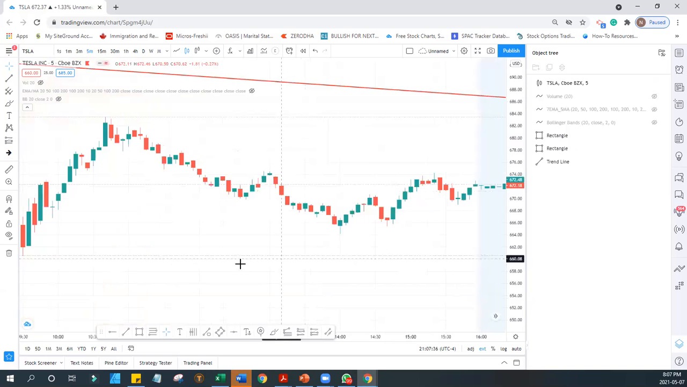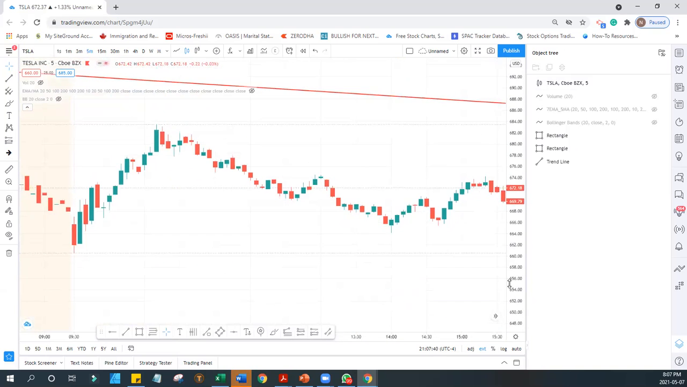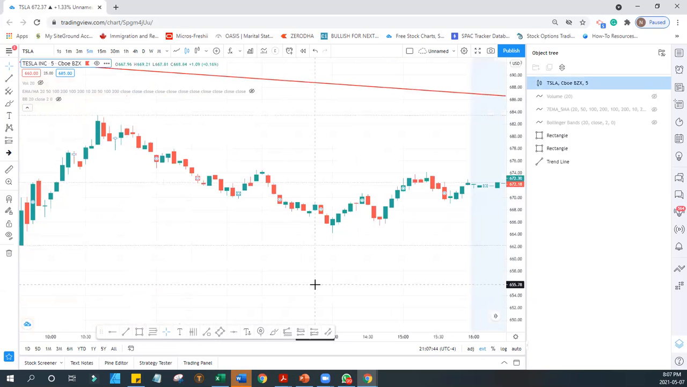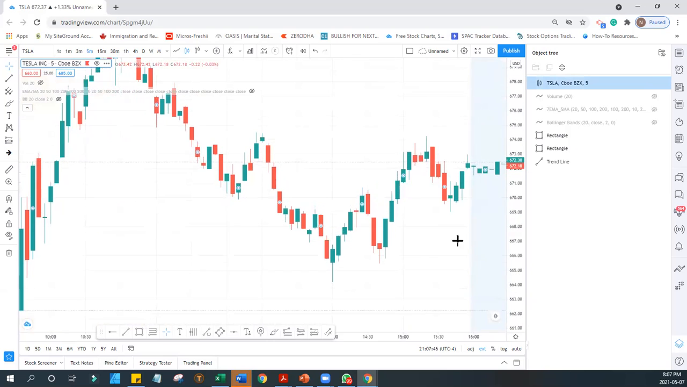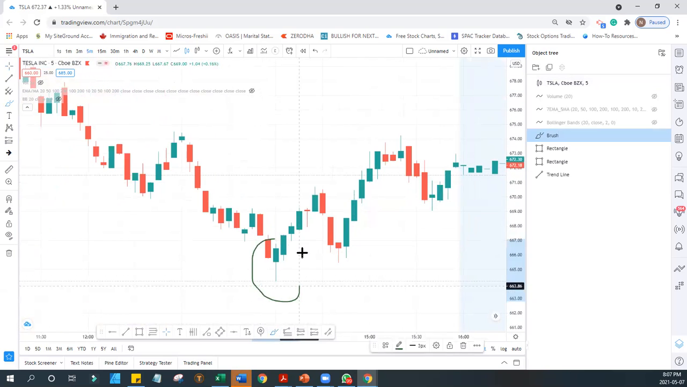If you see here, now this is today's trade, from open like 660 to 683. Now, what is this candle? It's a hammer, kind of.